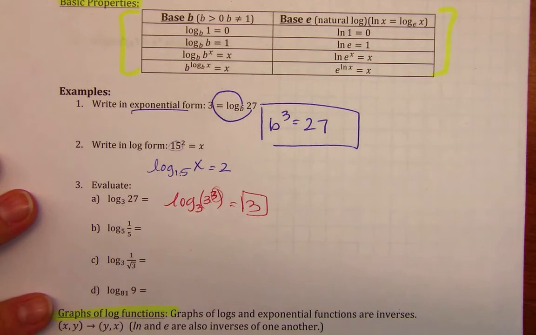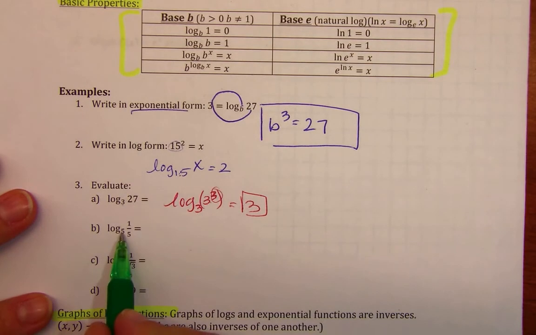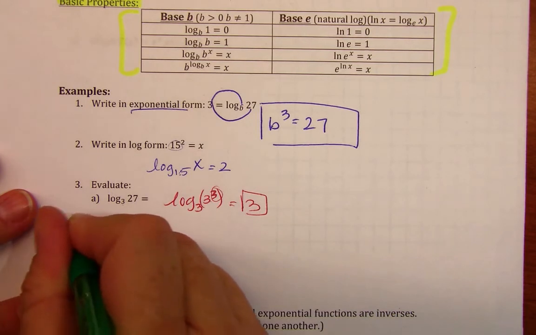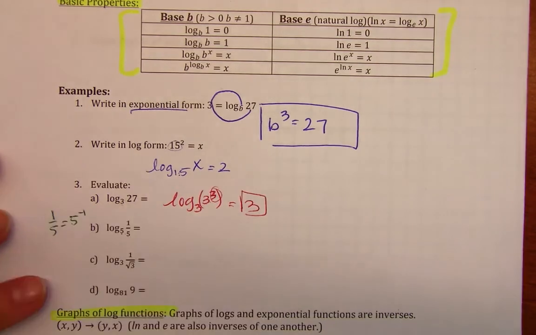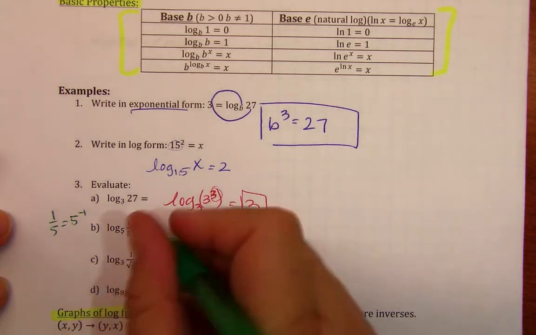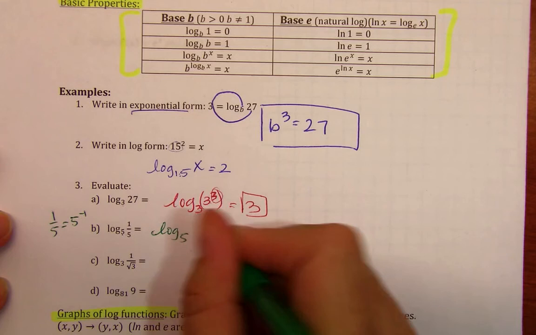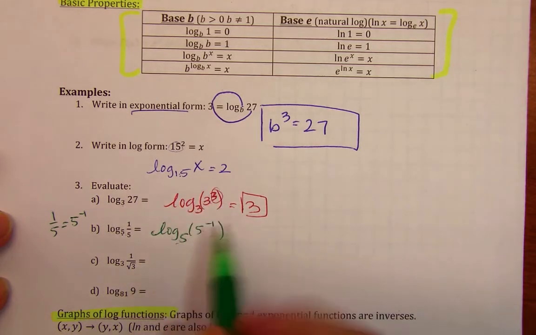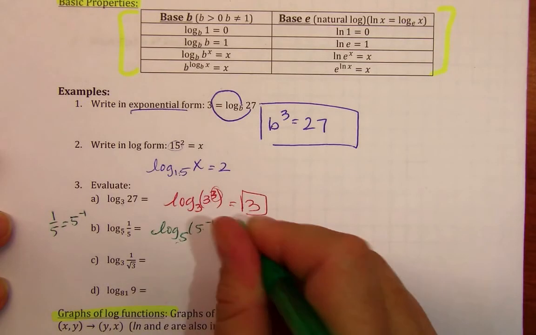Looking at the next one, this looks really similar. I see the base, and I'd really like to make this have the same situation as the one we just had. Well, 1/5 is the same thing as 5 to the negative 1 power. We learned that with our exponent rules in chapter 1 and chapter 2. So what we can do is rewrite this as log base 5 of 5 to the negative 1 power. Now these two numbers are the same, so my answer is negative 1.